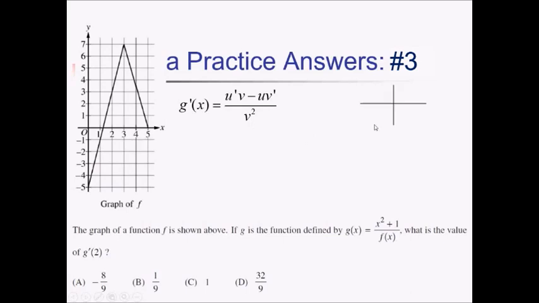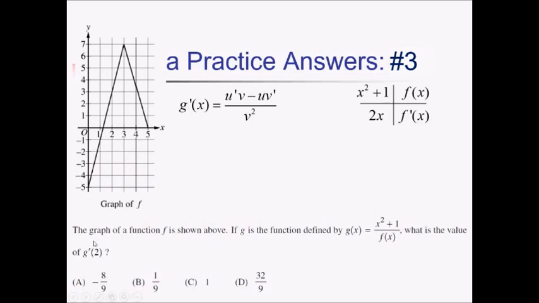Let me set up a box and ribbon to represent the g prime function here. So up top, I've got u and v. In this case, that's going to be x squared plus 1, the numerator in the g function. And v is going to be the denominator, so just f of x, which is represented graphically here. And now down below, I've got u prime and v prime. So derivative of x squared plus 1 is 2x. Derivative of f is, of course, f prime. Can't really say much beyond that at this point.